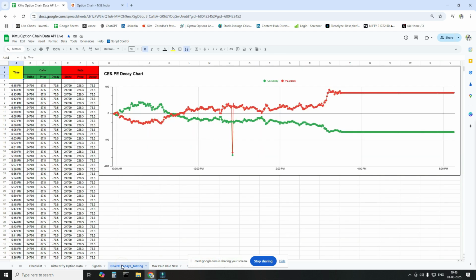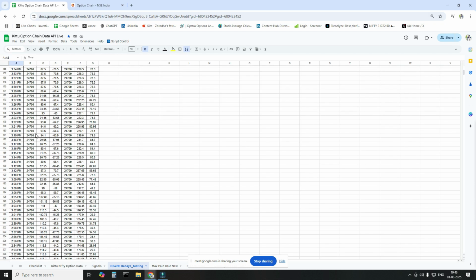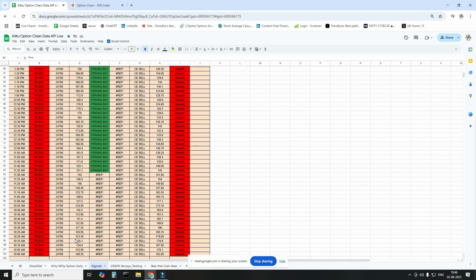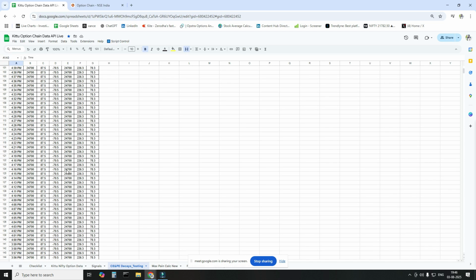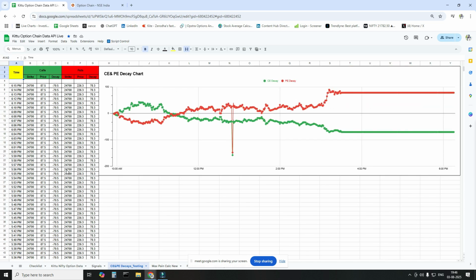And we recently also created a new decay calculation for both CE and PE. Here we can see price movement for every 1 minute. When it comes to signals, this is taken every 5 minutes, but for the decay calculation for CE and PE, we calculate every 1 minute, so that if you are an intraday trader, it would be very easy for you to go for a trade.